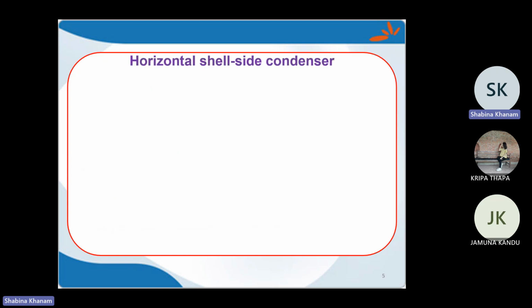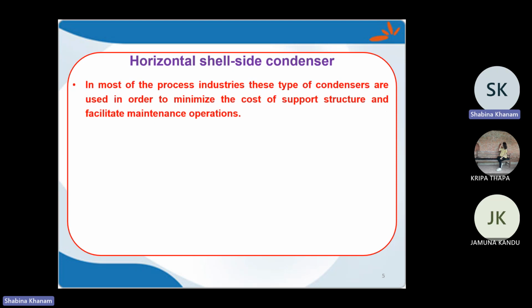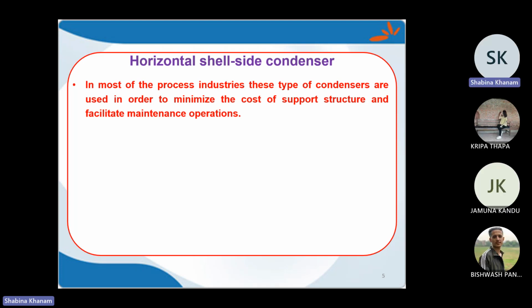First of all, I will see the horizontal shell side condenser. Horizontal means the condenser is placed horizontally, and condensation is occurring in shell side. Now, if this is the case, in most of the process industry, these types of condensers are used in order to minimize the cost of support and facilitate maintenance operation.